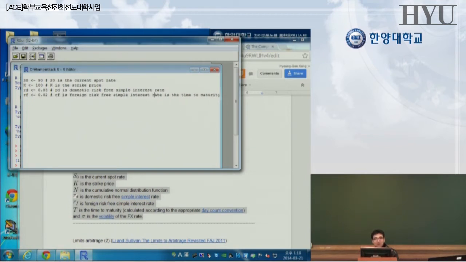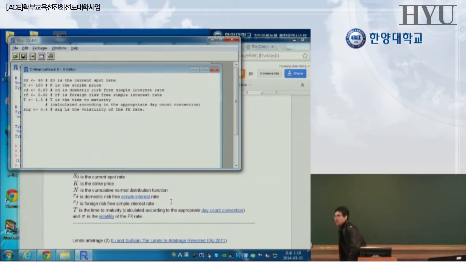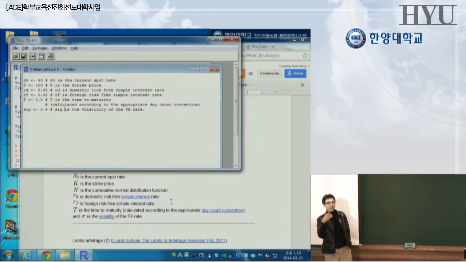RF is the foreign risk-free simple interest rate. And then T is the time to maturity. Let's say T is 1.5 years, because everything is annual, right? So 1.5 years. So T is the time to maturity. Okay. And then sigma, okay? This is unfortunately not in the alphabet, so I have to write it down as sigma. Okay, sigma is, let's say, 0.4, about 40%. Okay, so I just wrote down my input variables. So given this, basically we can calculate the call option's price.